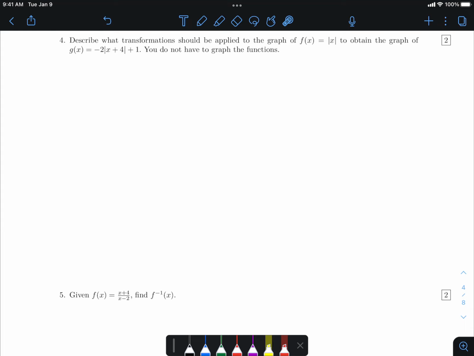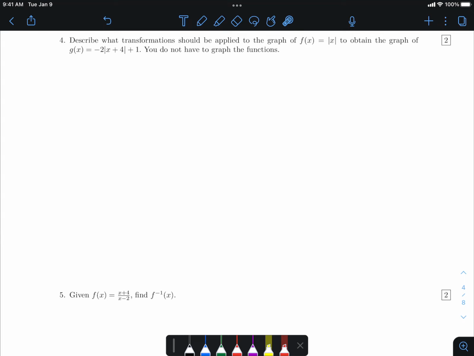On this number 4 here, we're being asked about what transformations are used to get the graph of one function from the other. So g is the resulting function and f is the original absolute value function that you need to describe the transformations from. You don't have to graph the functions in this question, but I'll speak a little bit about how the transformations work so you understand.